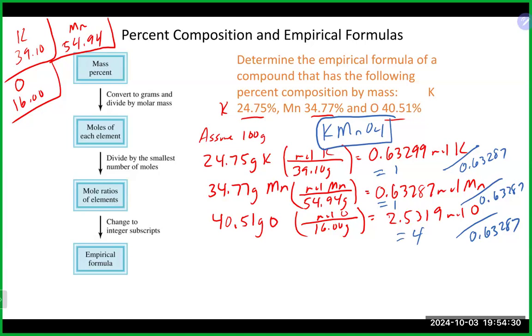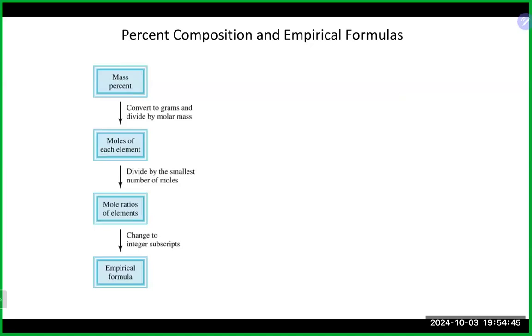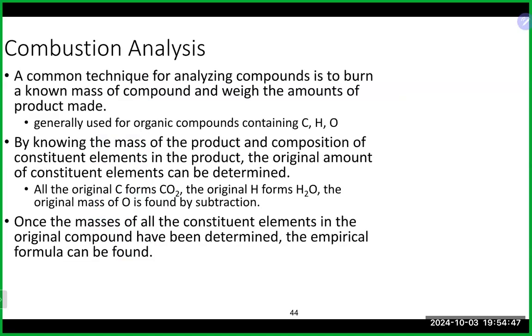Any questions on those steps there? Okay. So clearly, much like the lab that we did, this is a very common sort of empirical formula calculation. Let us talk about another type of empirical formula calculation, which is one that is done through combustion analysis, which is a little bit different than how we did the experiment.